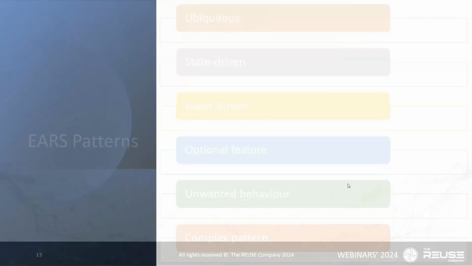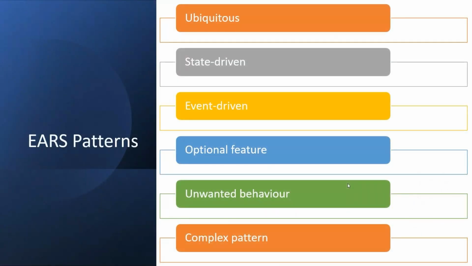And today we will focus on EARS patterns, right? So what you see here is that the EARS patterns, the full catalog, includes 6 different types of patterns. I will review these 6 types of patterns right away.